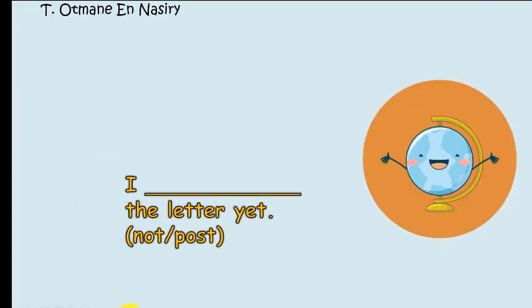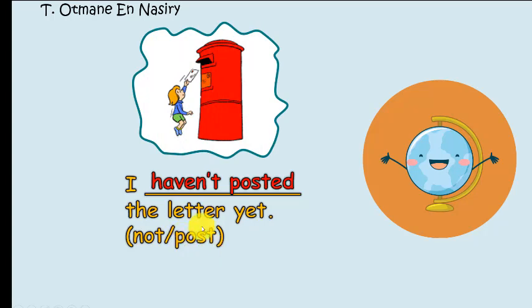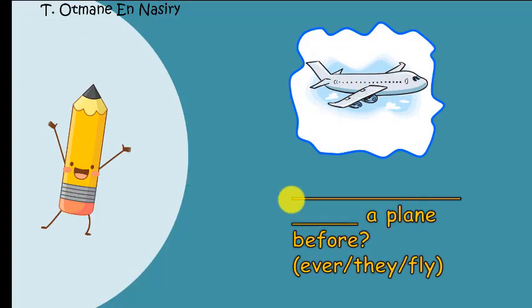Then we have I, the letter yet. You have not and post. Post is a regular verb, so we add just ed. So I haven't posted the letter yet. Next one. Here we have questions using ever, and you have they and you have the verb fly. The past participle of the verb fly is flown. The answer is have they ever flown a plane before?